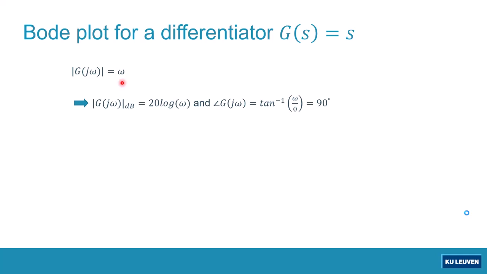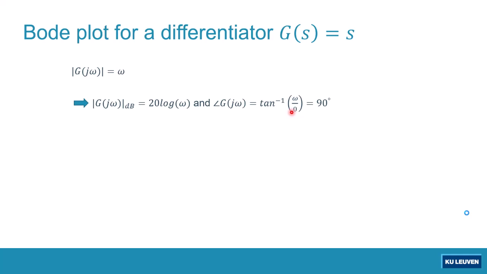And the angle or the phase: G(j omega) is equal to j omega. There is no real number on it, so the angle will be equal to the inverse tangent of the imaginary part, which is omega, right? The imaginary part of j omega is omega. There is no real part, so it will be equal to 0. Inverse tangent of omega over 0, then it will be equal to 90 degrees.